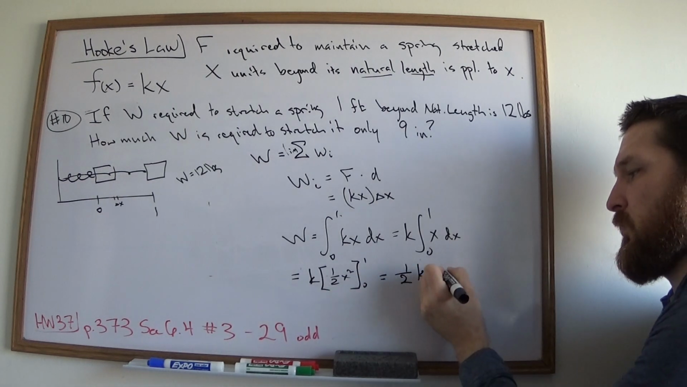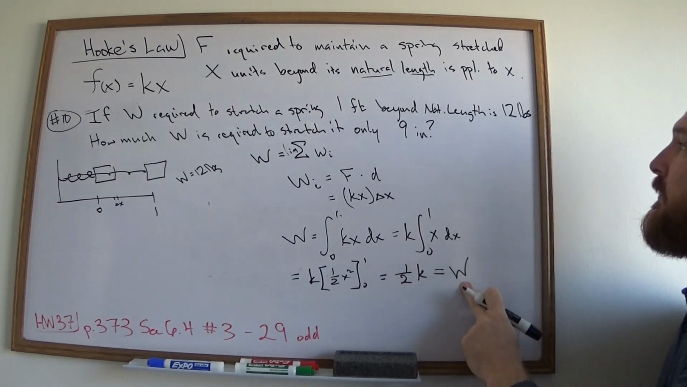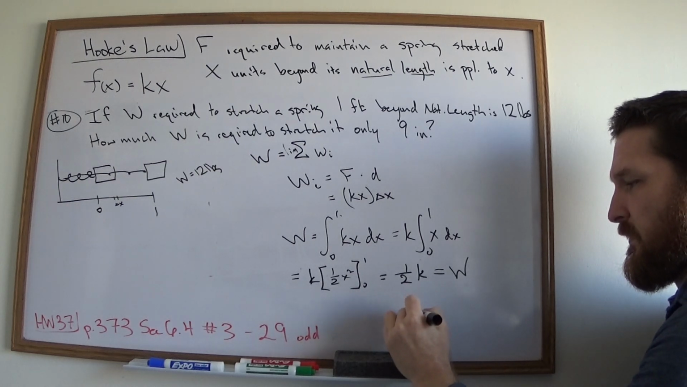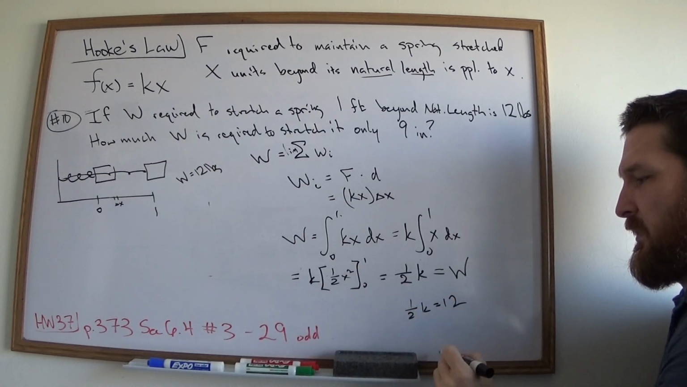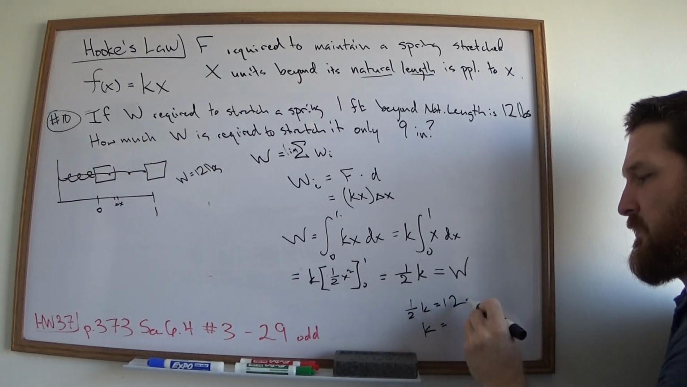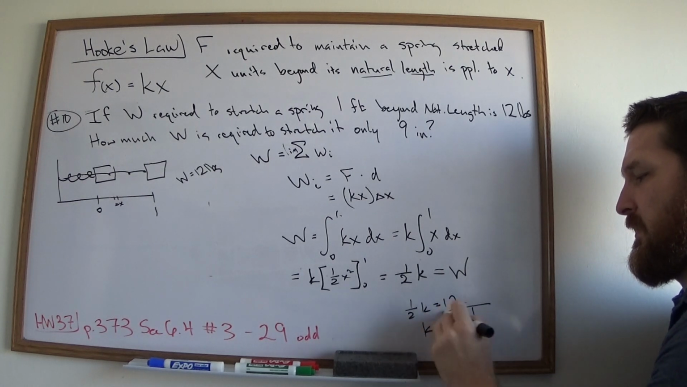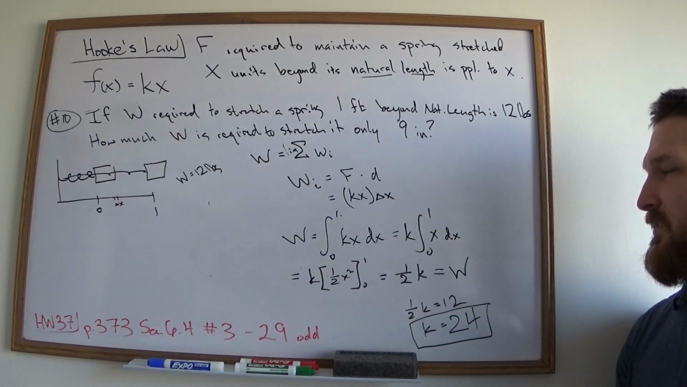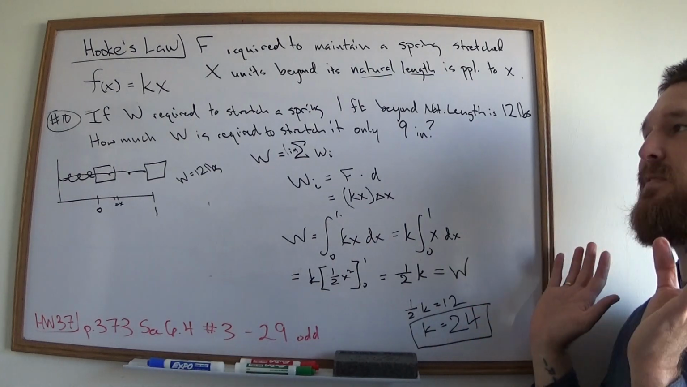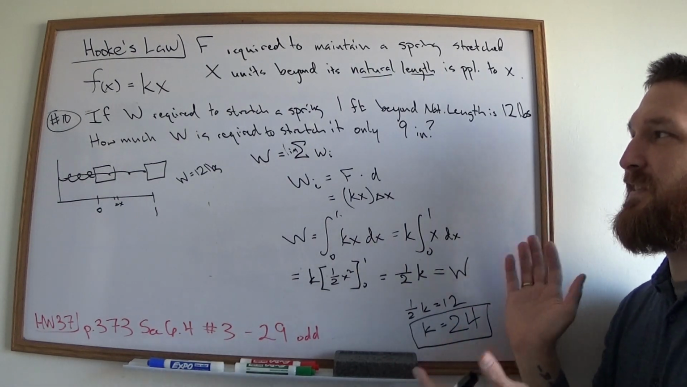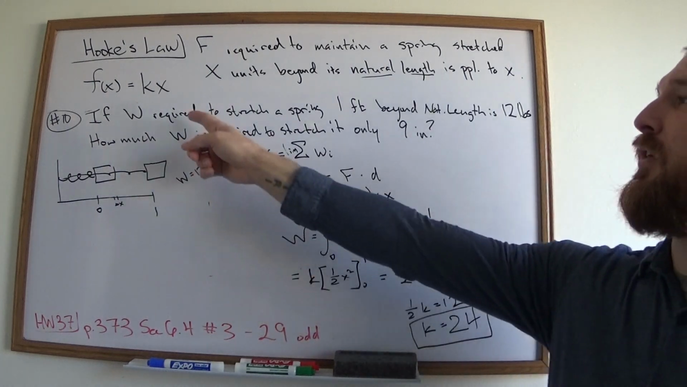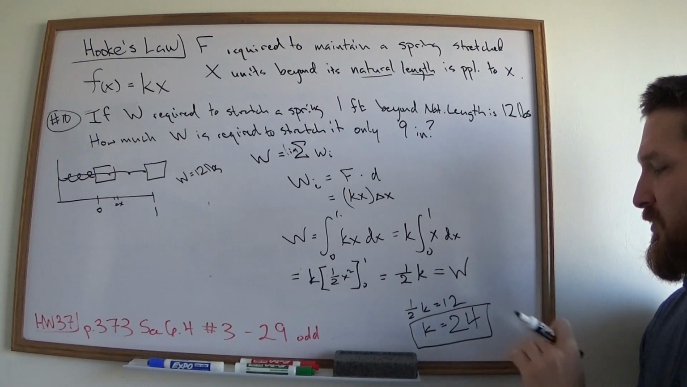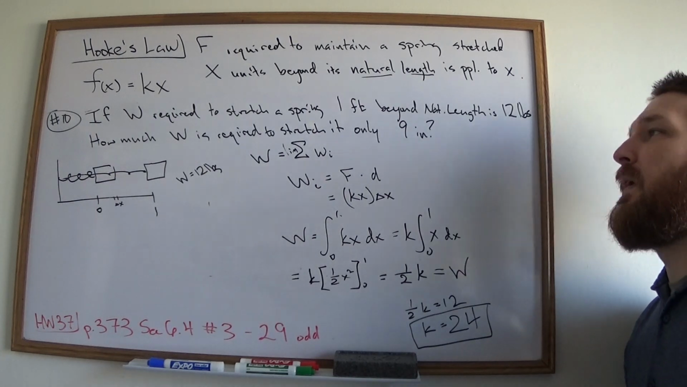Okay, so that's the work. But the work, they told us, was 12 pounds. So 1/2 k is 12. Now we know that k is 2 times 12, which is 24. Now we can get to the actual problem. This is how you do this. It's always like this. They always tell you something like this, so that you have to go find what the spring constant is. So this spring constant is 24.